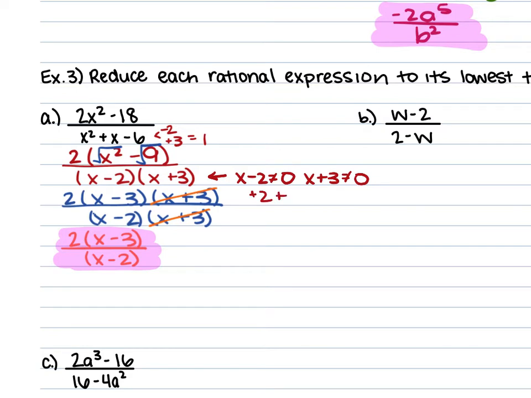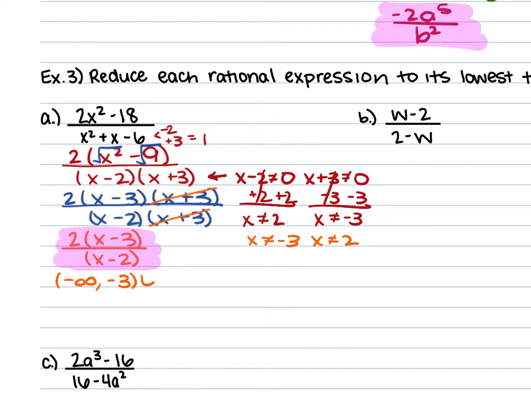If we move the 2 over, we add it to each side, we get that x cannot equal 2. If we move the 3 over, we subtract it from each side, we get x cannot equal negative 3. So using your interval notation, your smaller number is the negative 3, your larger is the 2. So we're going to go from negative infinity up to negative 3, don't include the negative 3, with a union of negative 3, not including negative 3, up to 2, not including the 2, with a union from 2, not including the 2, up to positive infinity. So that is part of your answer, that domain.